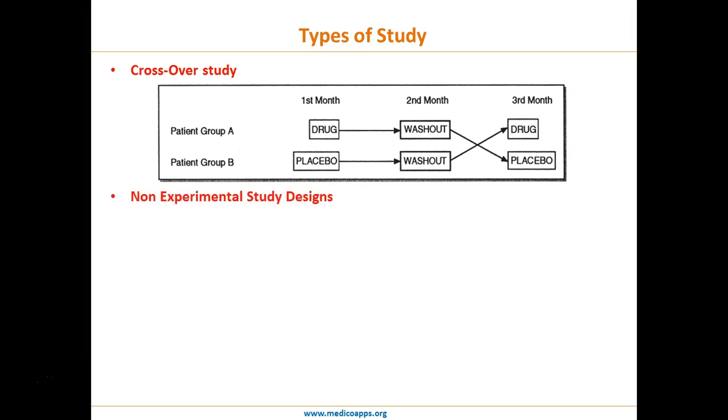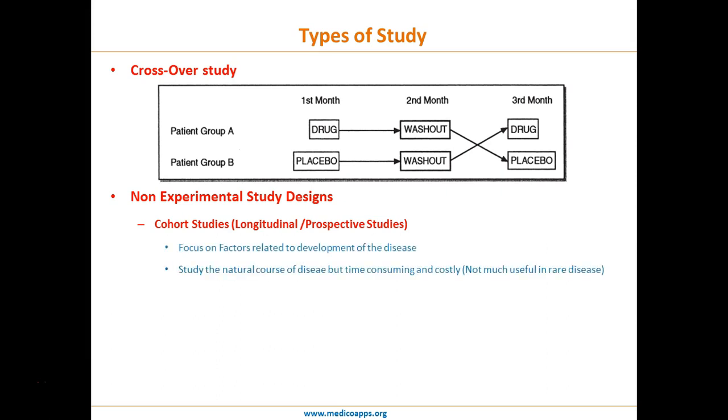Second, there are various non-experimental designs. The most important is the cohort study, or longitudinal or prospective study. In this study, basically we focus on the factors related to the development of the disease, and it is used to study the natural course of disease. It is very time consuming and costly, so it is not very useful in rare diseases. An example would be development of liver cancer in chronic alcoholics.